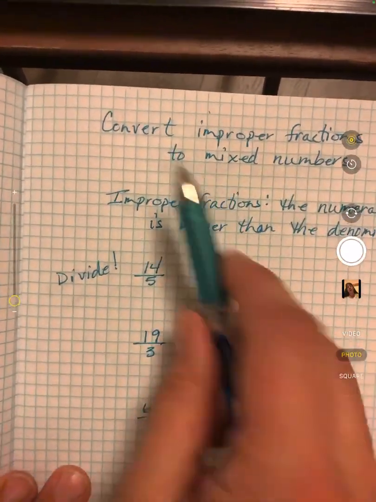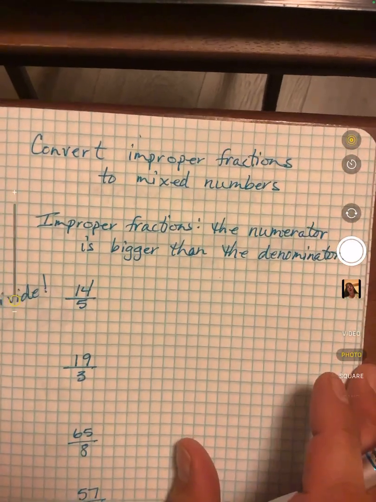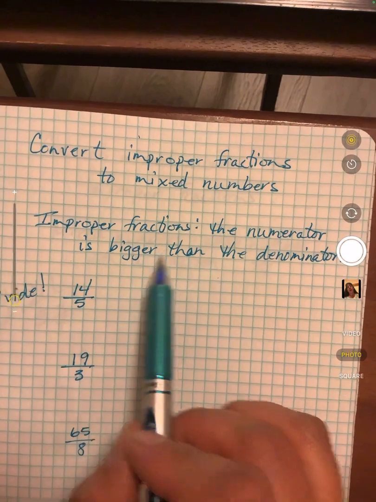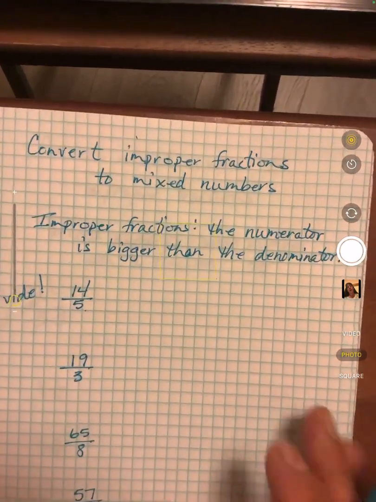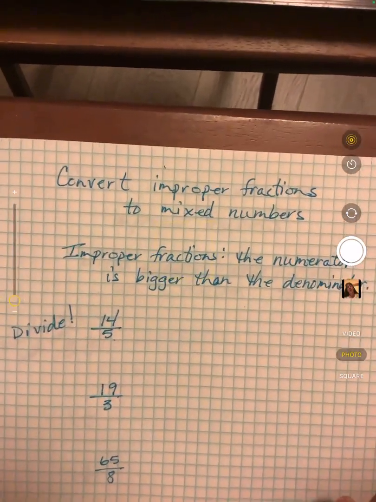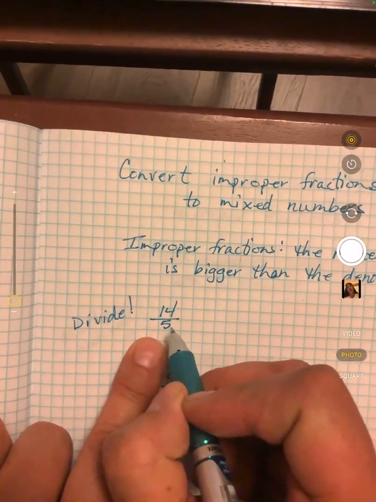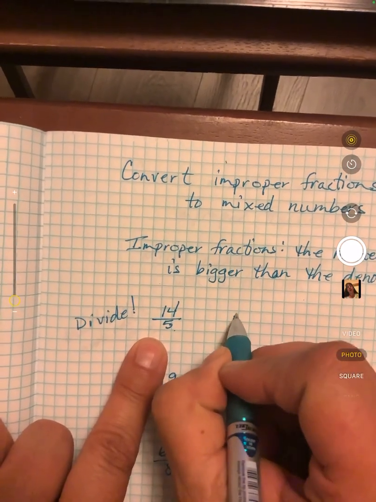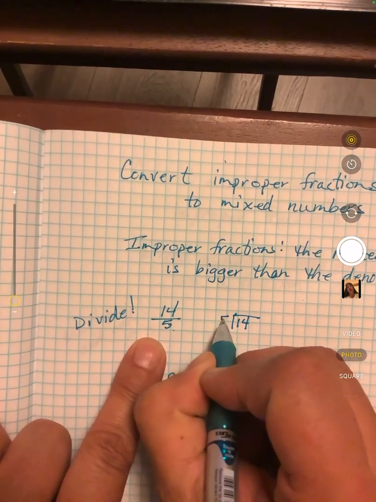Okay, so we're converting or changing improper fractions to mixed numbers on this side. Okay, improper fractions, the numerator is bigger than the denominator. Remember, your numerator is on top, denominator is on the bottom. So in order to change this to a mixed number, we have to divide. So we divide the top number by the bottom number. Take the top number and put it inside, and then we put this here.